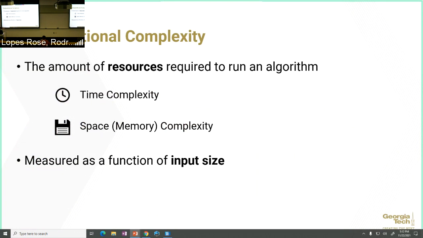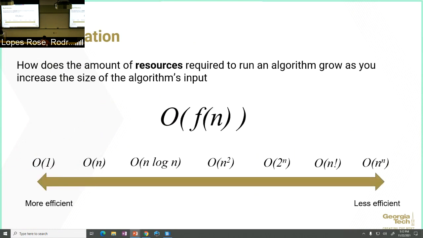Now, how do we actually talk about computational complexity and study it? Well, in order to understand that, we need to understand what big O notation is. Big O notation is basically a way of telling us mathematically how the amount of resources that is required to run an algorithm or to solve a problem grows as you increase the size of the input to that algorithm. The notation for that is going to be something like this. So we have an O, right, just a big O, and then in parentheses we're going to have some function of n.